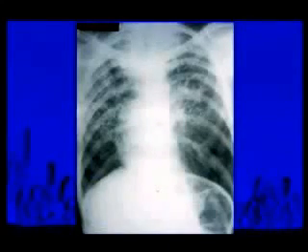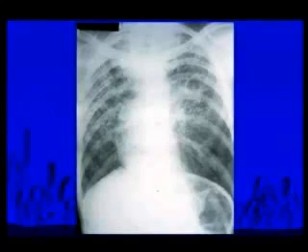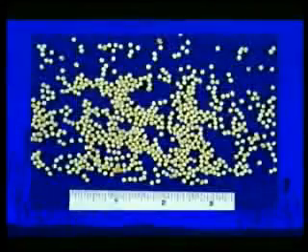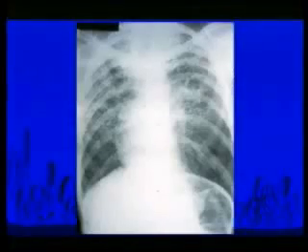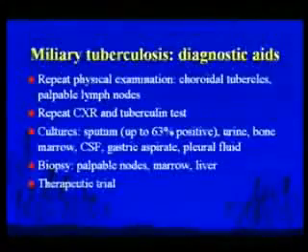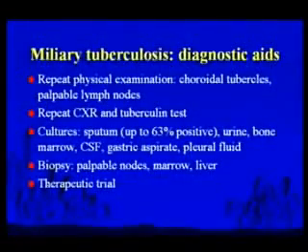This is miliary TB. On chest x-ray, it looks like a snowstorm. See that? Diffuse infiltrate, think miliary TB. And I went down to a health food store and bought some millet seeds, and indeed, miliary TB at autopsy or biopsy or whatever, this is what it looks like, these individual lesions that you see here, miliary TB. And it's a tough diagnosis to make, suffice it to say.